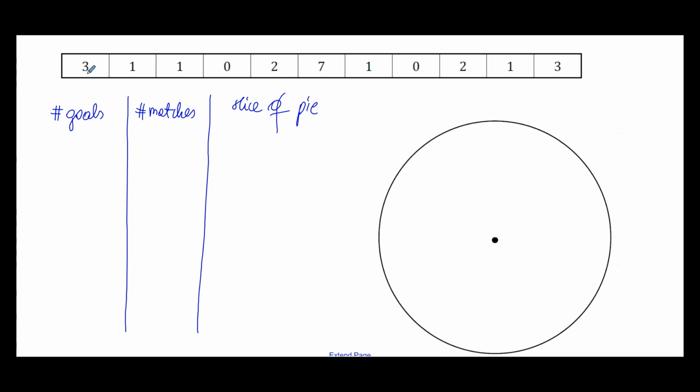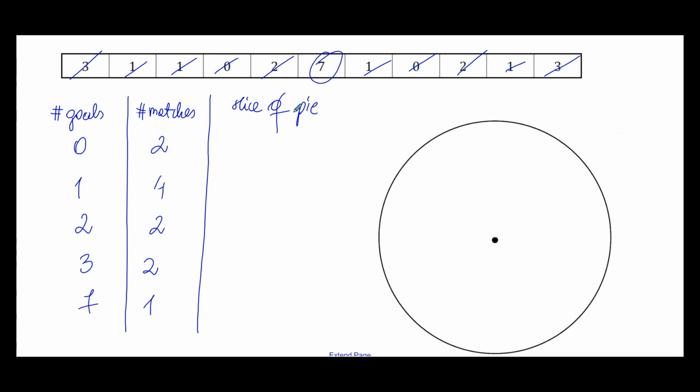So number of goals. Let's start with the lowest, 0. So 1, 2. I have 2 matches that got 0. Then 1 goal: 1, 2, 3, 4. 4 of them. Then we have 2 goals: 1, 2. So 2 matches. Then we have 3 goals. There were 2 of them. And then we have 7 goals. They did really well. They got 7.